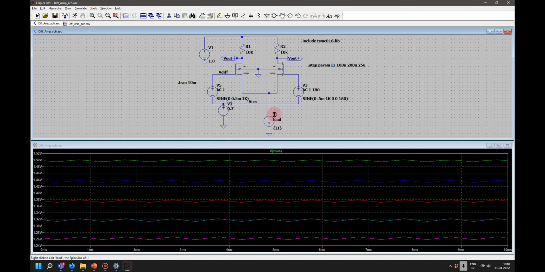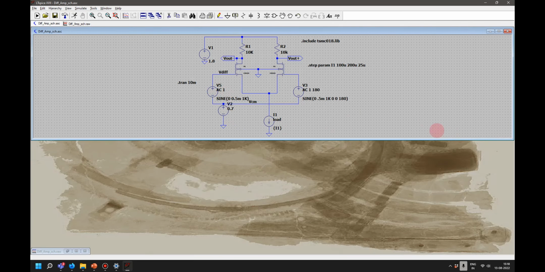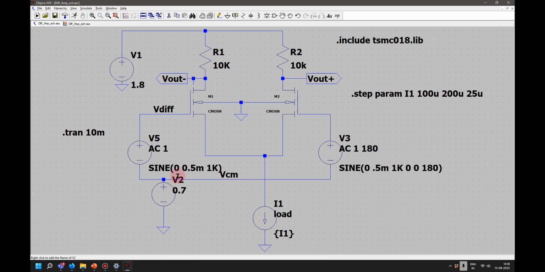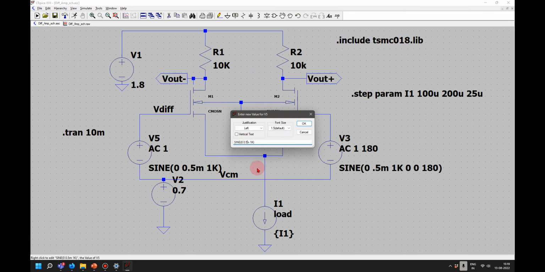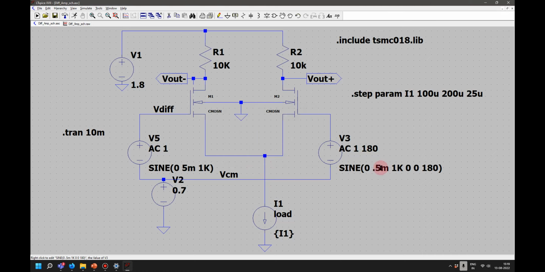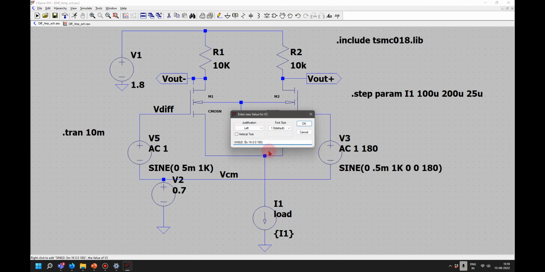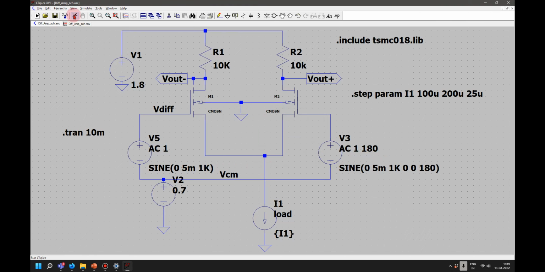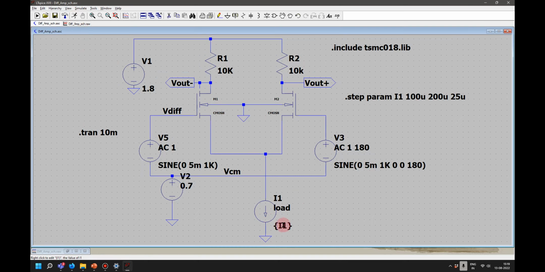To visualize it properly, let me give it as 5 only, and let me change this also to 5. And I am changing the load current in steps, with set parameter from 100 micro, 200 micro, in steps of 25 micro.